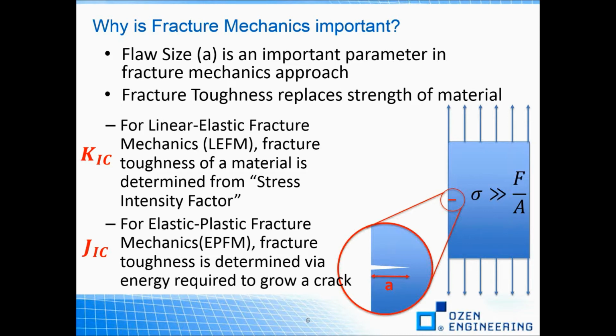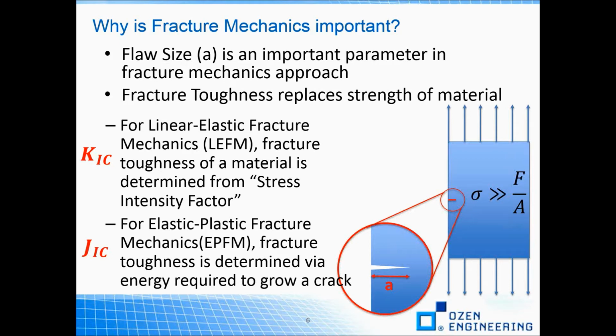So what does fracture mechanics bring in here? The answer is fracture mechanics really presents new parameters to assess failure. Flaw size, which is usually denoted with a letter A, is an important parameter. The critical limit for failure is determined via the parameter called fracture toughness, which replaces the strength of material.